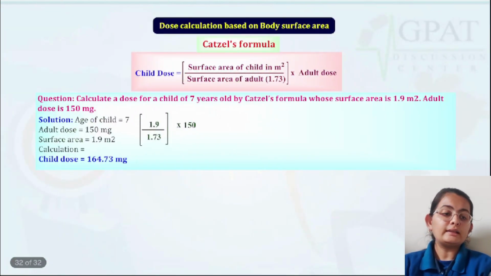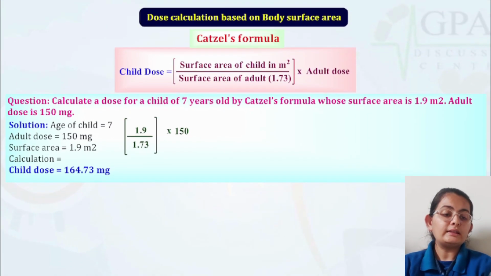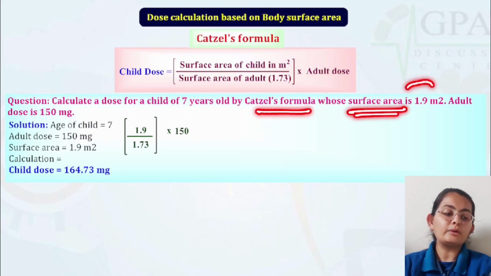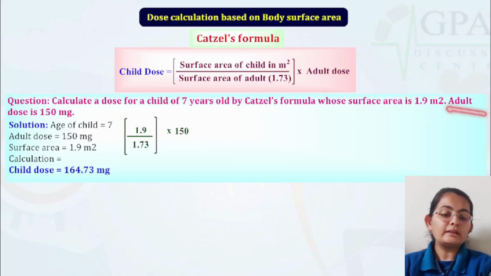Then next is the Hetzel formula, dose calculation based on the body surface area. Here you can see child dose is equal to surface area of child in meter square, divided by surface area of adult, which is 1.73, into the adult dose. So the adult surface area is already given, that is 1.73, and the surface area of the child will be given. Now they are asking: calculate the dose of a 7-year-old child by the Hetzel formula whose surface area is 1.9 meter square. Adult dose is 150 mg.